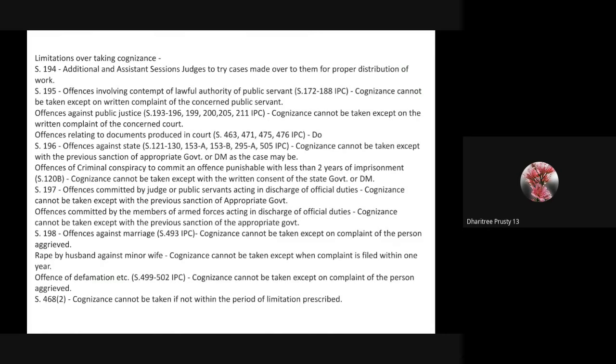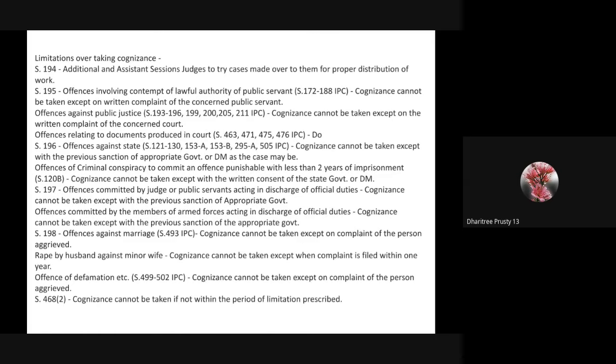So now I'll discuss the limitations on taking cognizance. I'll not discuss them, I'll just go through them once. 195 says that for offences involving contempt of lawful authority of a public servant, cognizance cannot be taken except on a written complaint of the concerned public servant. So basically, when cognizance shall not be taken, these have been laid down here. This is not something that I'll discuss, it will be a wastage of time. You please go through it. Here there are certain things that you must know: who is a public servant, what is an official discharge or discharge of official duty. All these elements, please go through them. If there is any doubt, we can discuss them later.